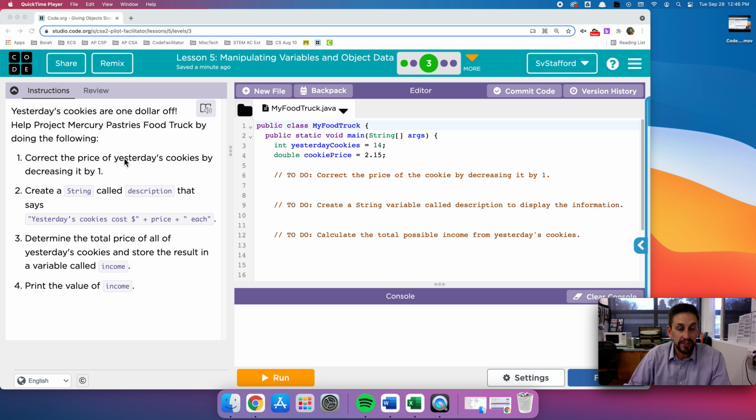So we're going to change the price of yesterday's cookies, and I'm seeing on line 3 that they have the amount of yesterday's cookies is 14, and that the price of yesterday's cookie, so the cookie price, was $2.15.